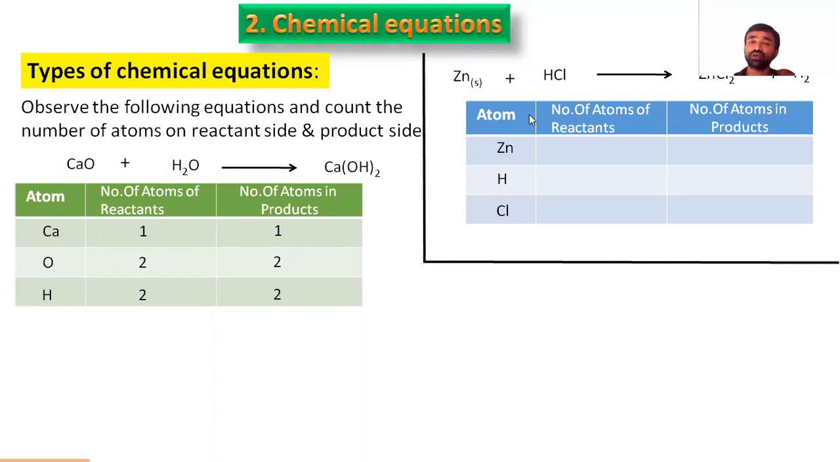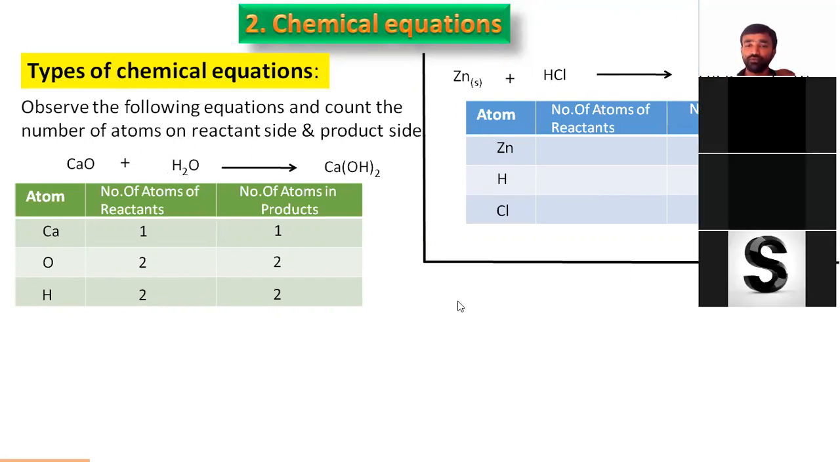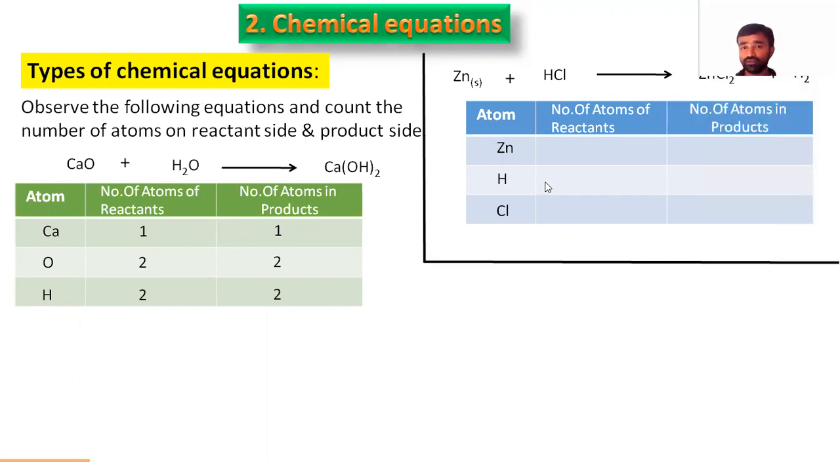So how many zinc atoms are there on the reactant side? Anybody help me? Unmute. One, sir. One. Okay. Then count hydrogen atoms on the left hand side only, the reactant side. How many hydrogen atoms? One, sir. How many chlorine atoms on the left side? One, sir. Okay. Go to the product side.